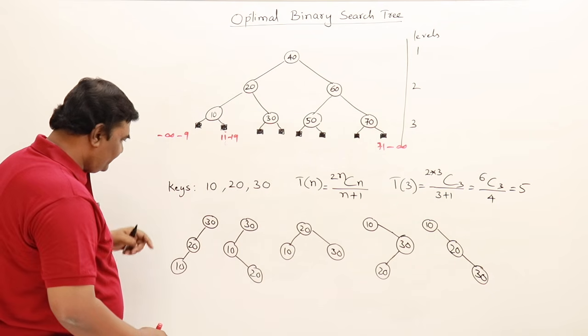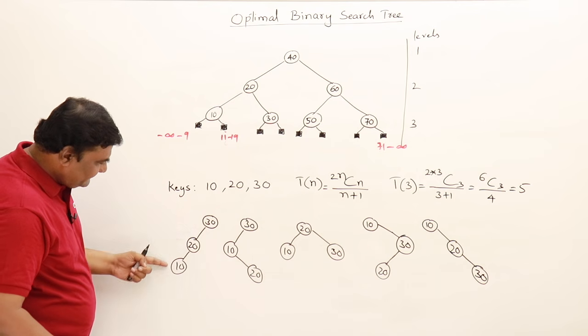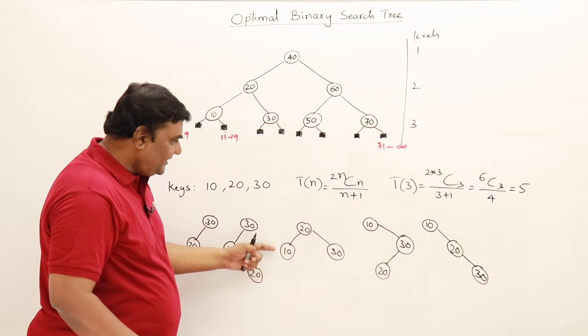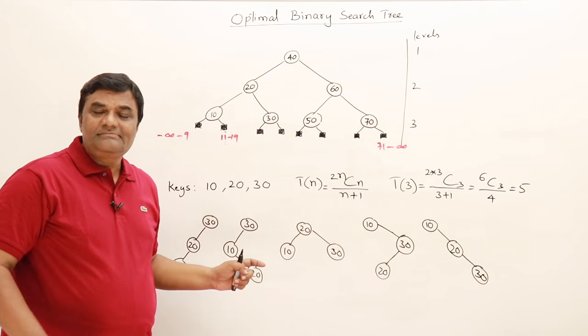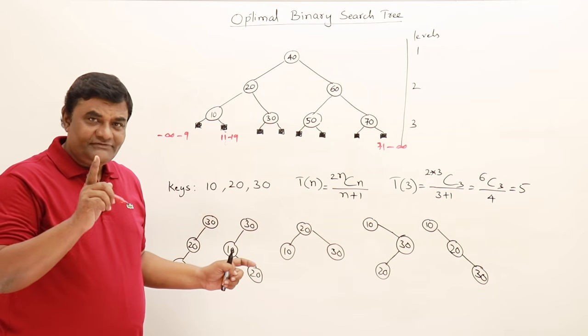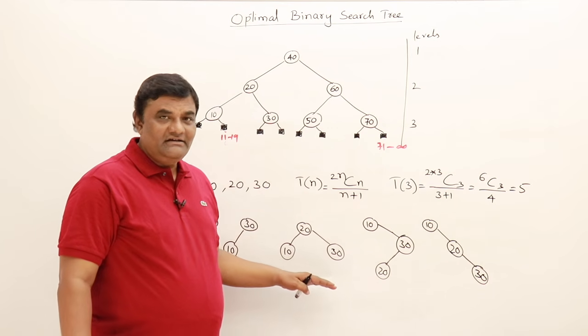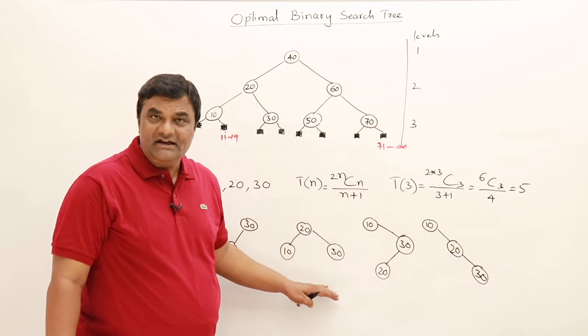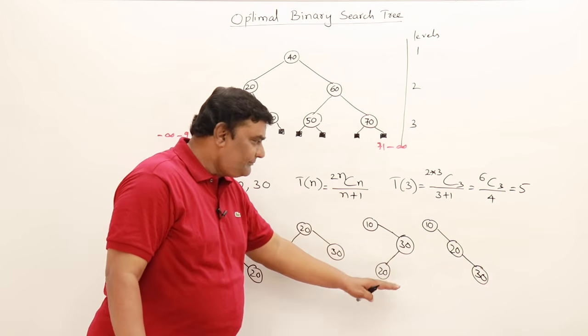But here, if you observe, the maximum comparisons are 3, maximum are 3, maximum are 2. Oh, this is better. This binary search tree is better. So if you search for any key, you can get the key in less amount of time, less number of comparisons.